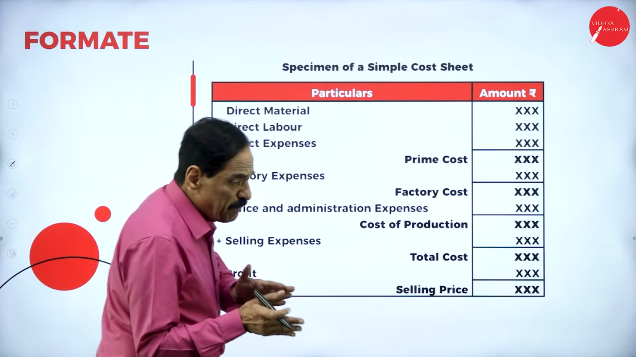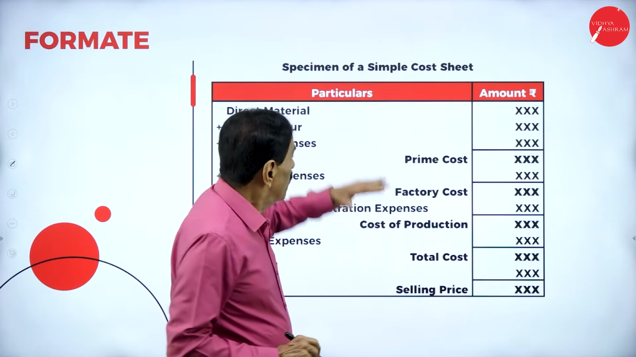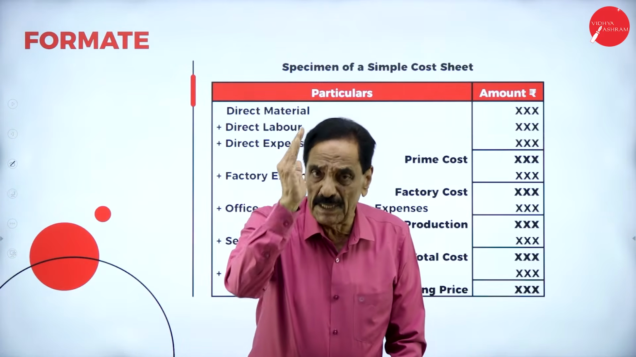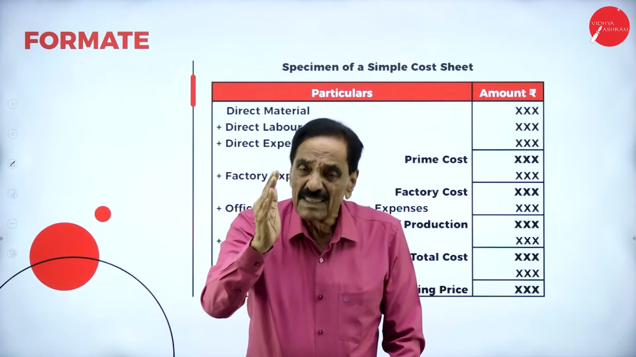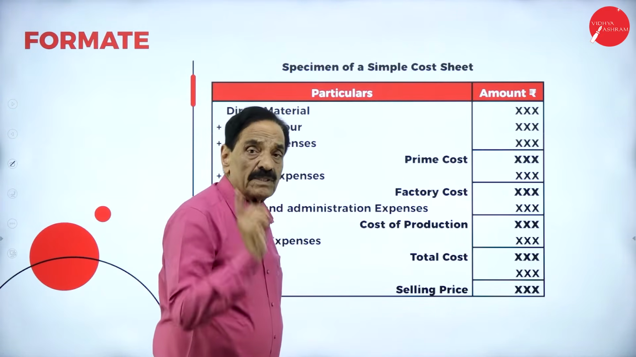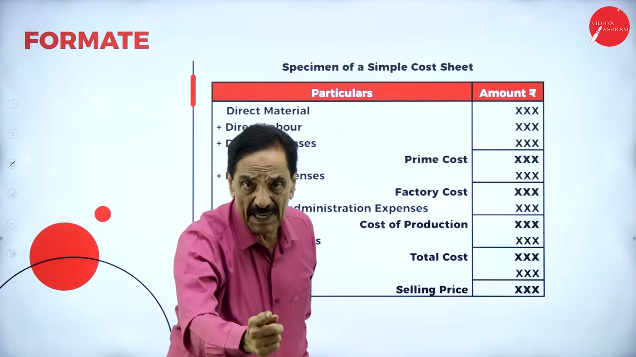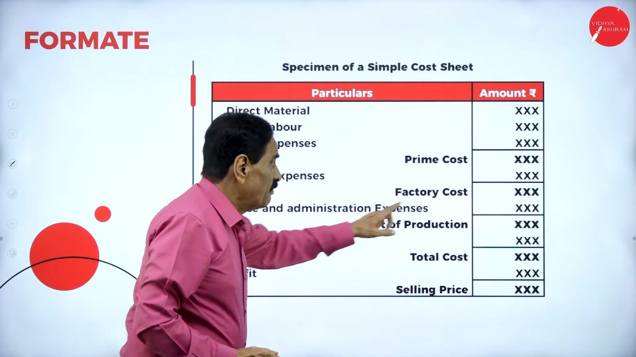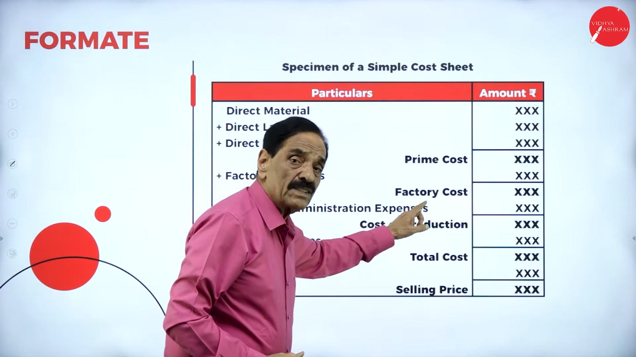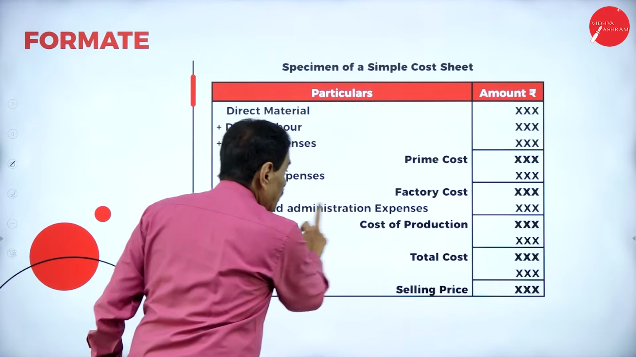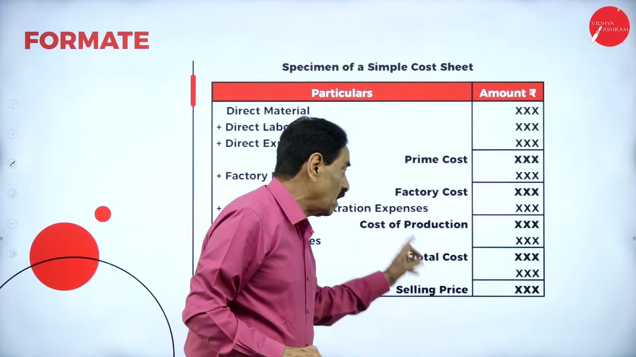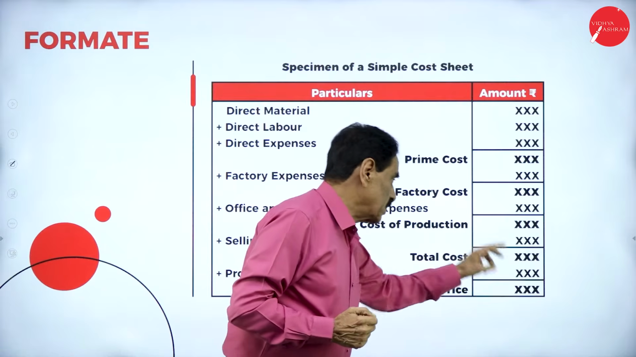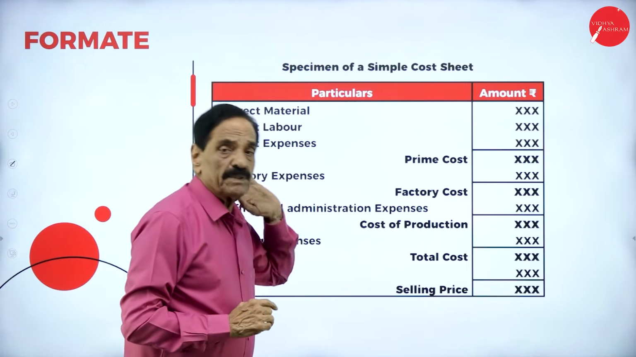Now, before preparing the cost sheet, the total cost of an article, you have to know the specimen. Its specimen goes: direct material, direct labor, direct expense is the prime cost. Add factory expense, it is called factory cost or works cost. Add office and administration expenses, it is called cost of production or office cost. Add selling expenses, it becomes the total cost. Add the profit, that becomes the selling price.